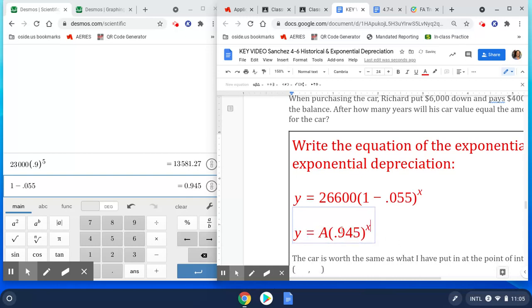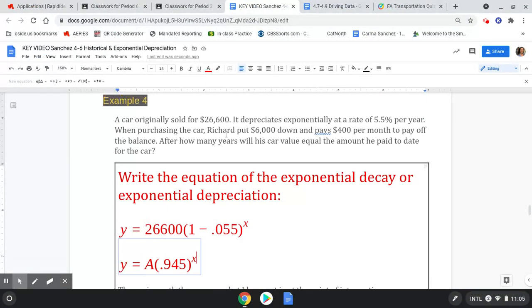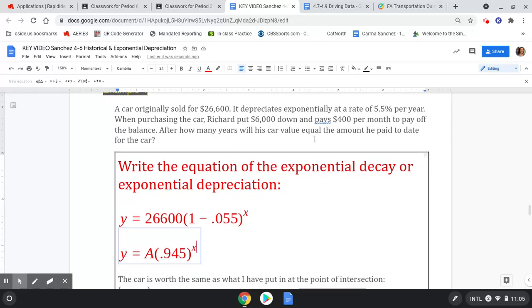All right, so this is our function, a times 0.945 to the power of x. This is the equation of exponential depreciation. Well, there's some other information in this problem. When purchasing the car, he put $6,000 down and he pays $400 per month to pay off the balance. After how many years will his car value equal the amount he paid?